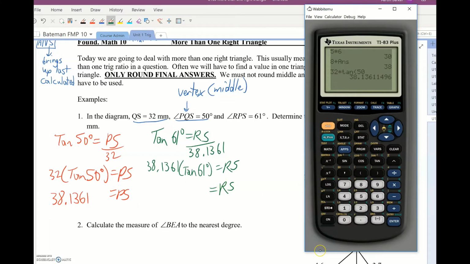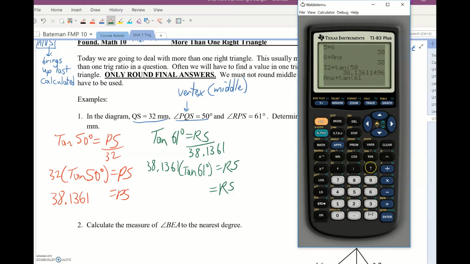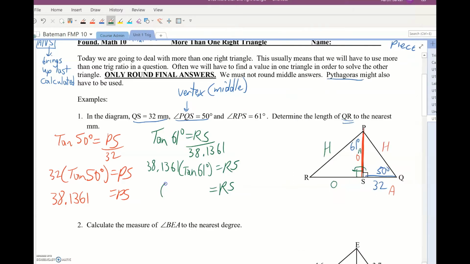So since I already have it in there, I don't need to press my ANS button or anything. I can just go times, and it's going to take the answer and multiply it. Tan 61 equals, and I should close that off with a bracket. Boom. 68.79937. So 68.799. Okay, so I don't have to round it with 4 decimals. I just write 4 and I'm good.